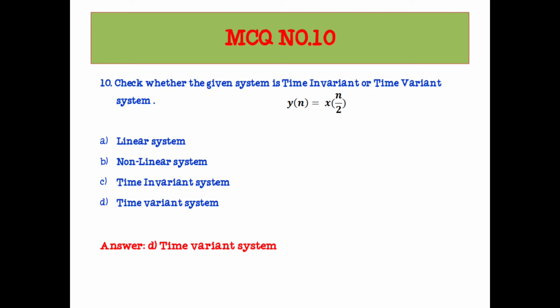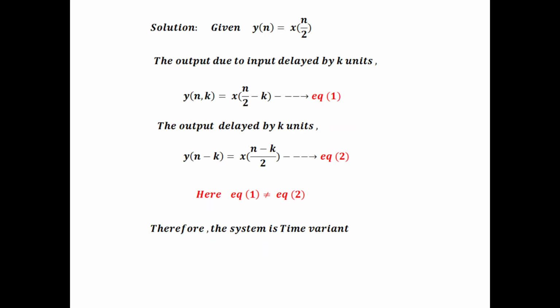Check whether the given system is time variant or time invariant, that is, shift invariant. Y of n equal to x of n by 2. The answer is time variant. Let me explain how.